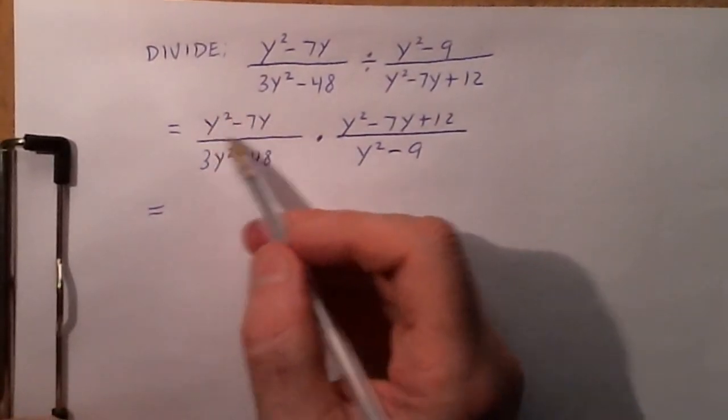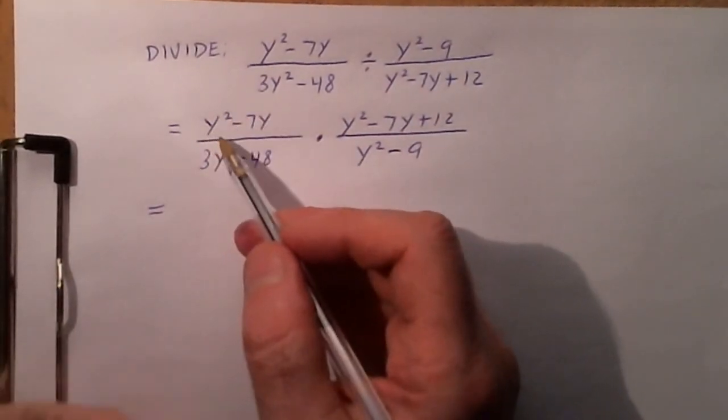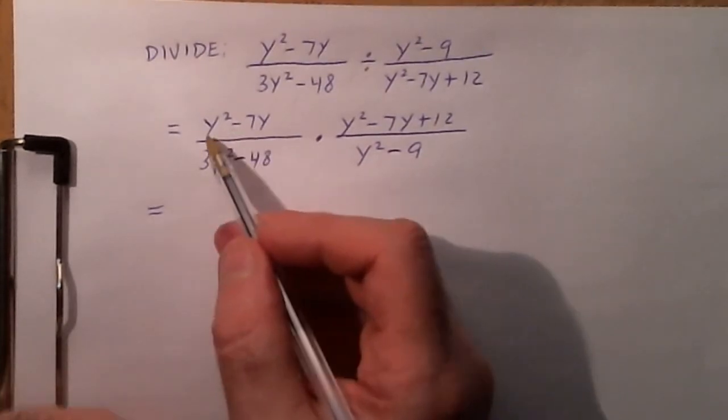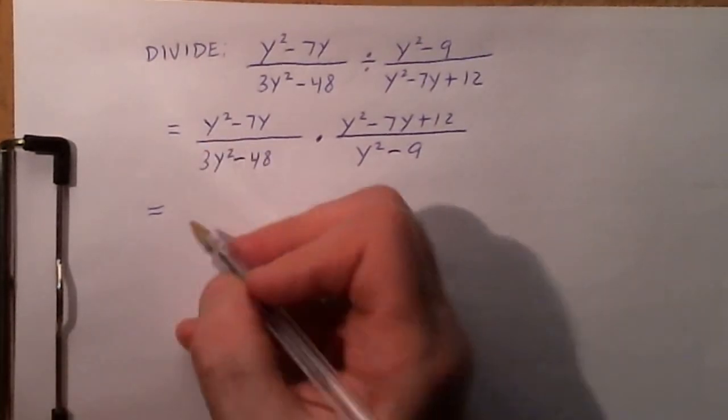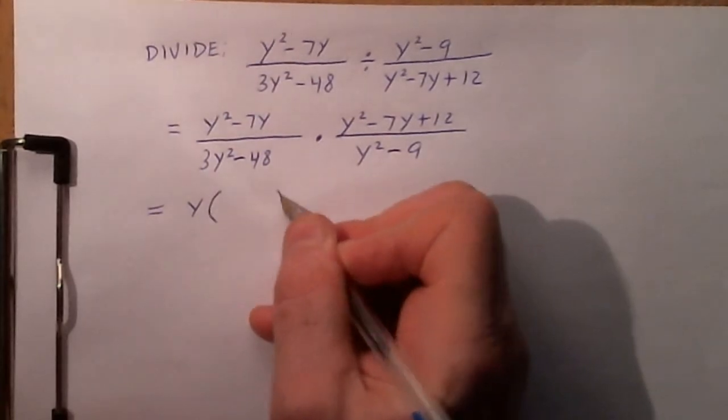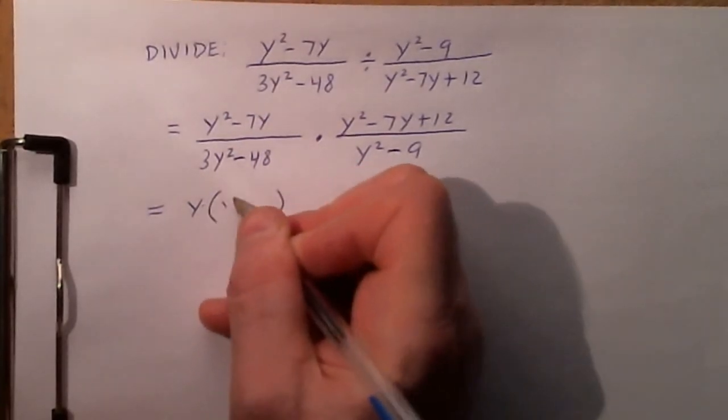Let's look at the numerator of the first fraction, y squared minus 7y. We should realize that we can factor a y out of both the first two terms, so we do so. And when we factor y out, we leave behind y minus 7.